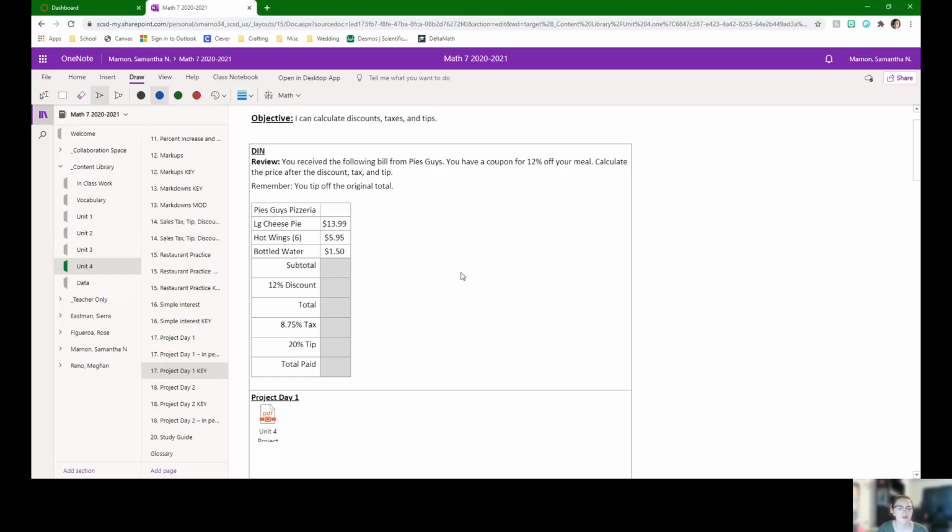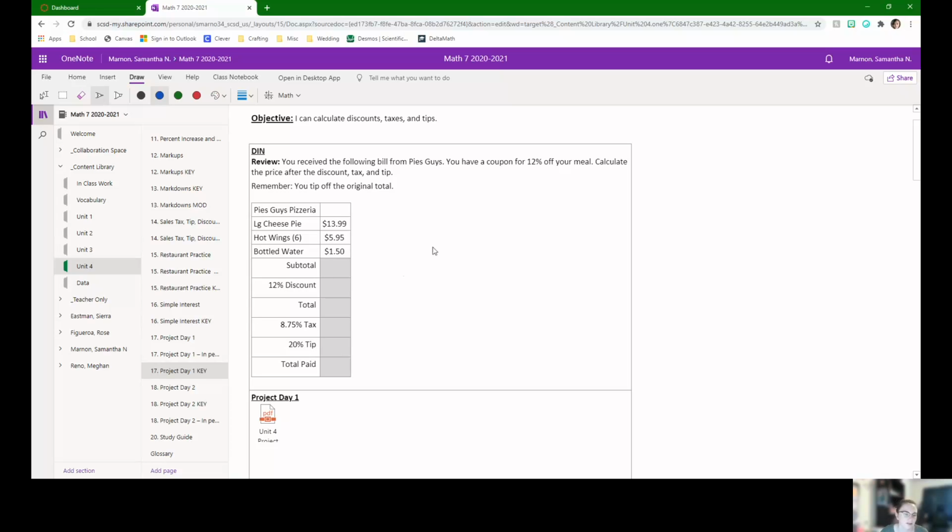So our first question here is a review. It's another one that looks like a receipt or a bill you would get from a restaurant. You received the following bill from Pies Guys. You had a coupon for 12% off your meal. Calculate the price after the discount, tax, and tip. It says, remember, you tip off the original total.